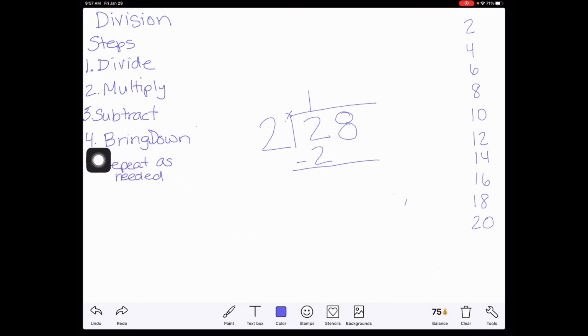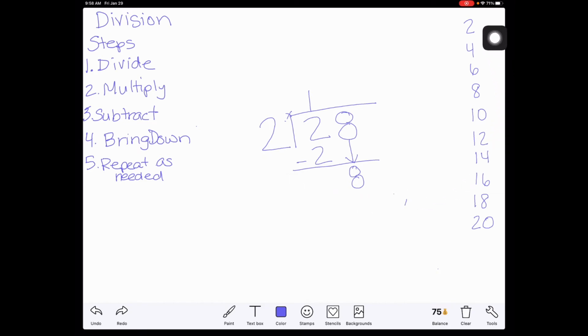The next step I have is to bring down. So I see that I still have the number 8 to divide. So I'm going to go ahead and bring that number down. And now I have to repeat as needed. So the first thing I have to look at, going back up, is to divide. I need to see how many groups of 2 I can get with the number 8.